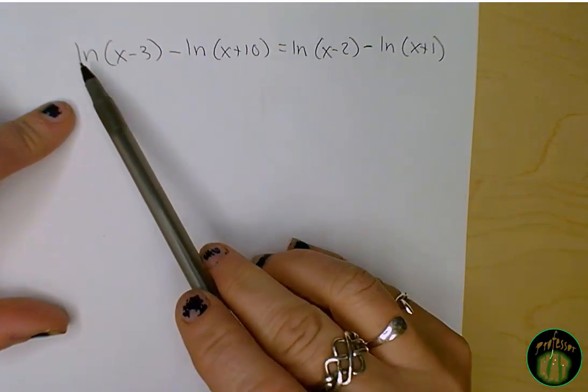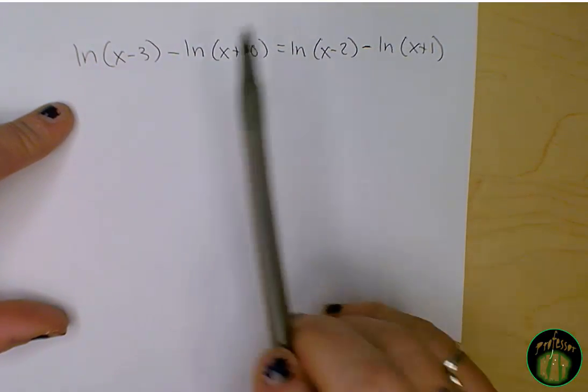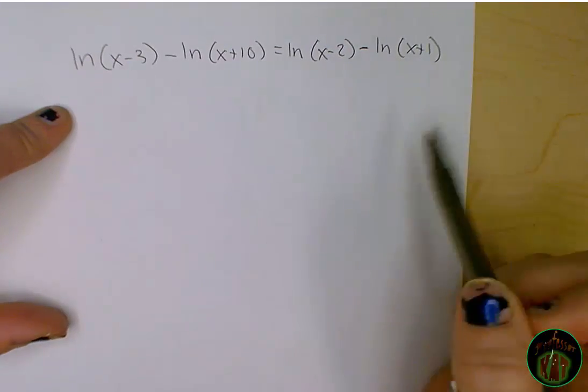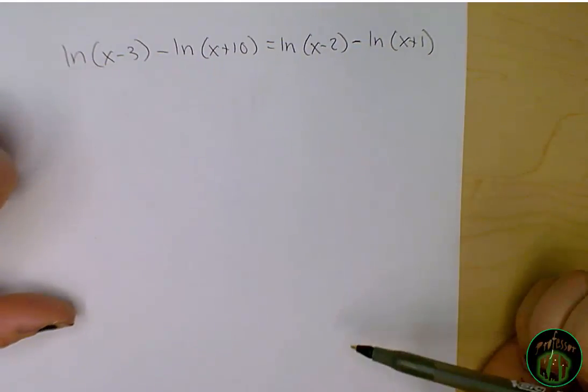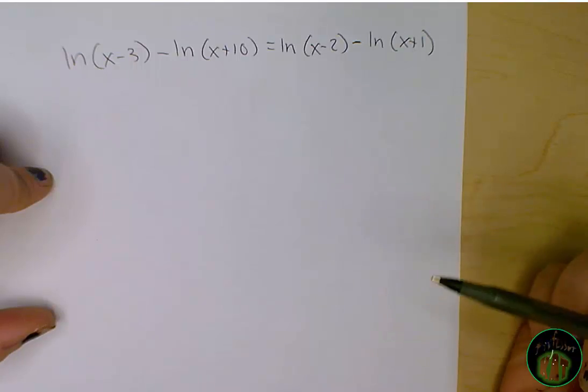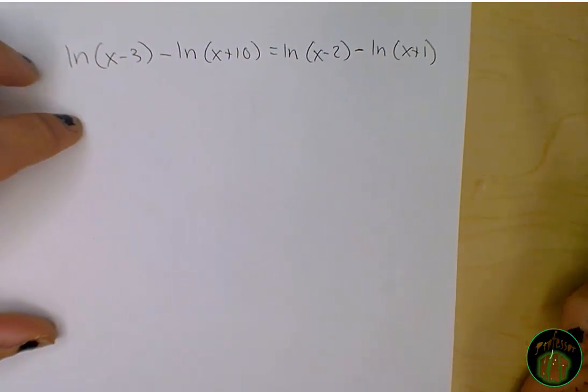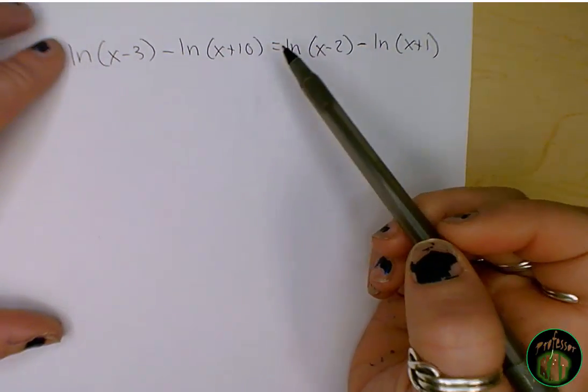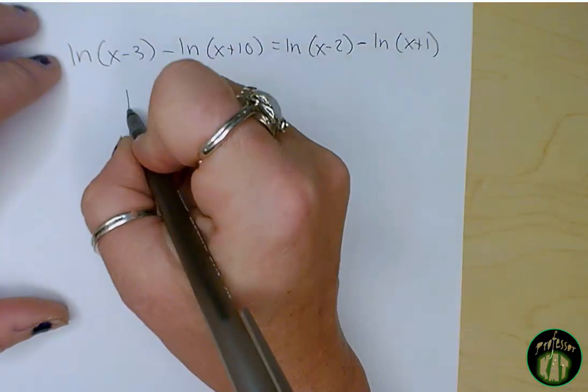Since I do notice that these are all ln, that means that they're all the same base. So as long as I can simplify each side, I should be able to use the same base rule. Now I can simplify each side by condensing it down into a single log.